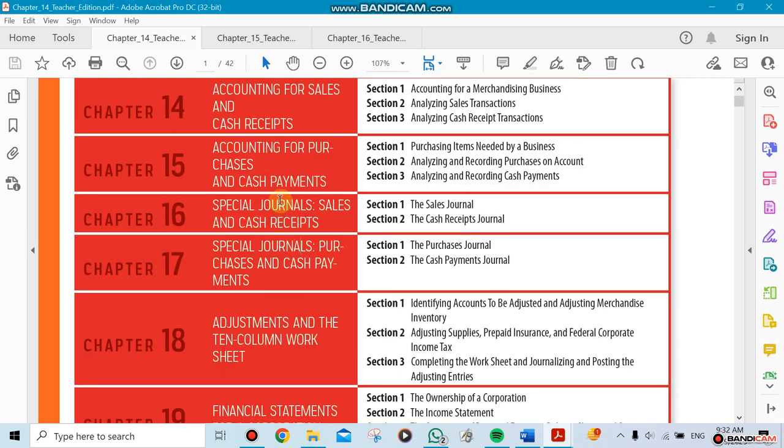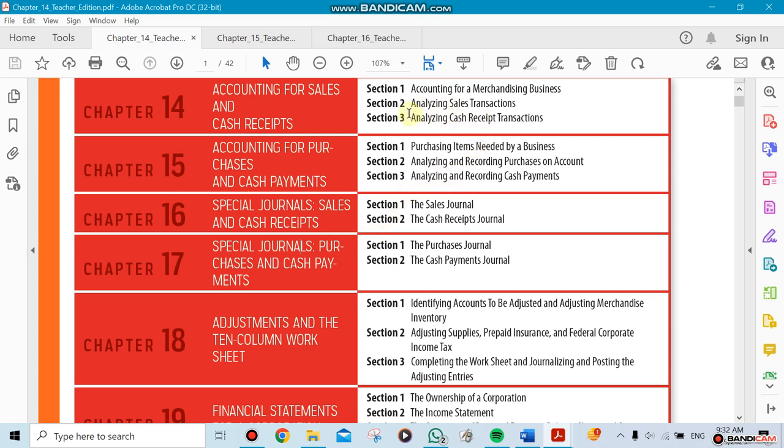We're going to start with the accounting for sales and cash receipts. Anytime you have a business, you have sales, and you have payments. So you're a company that sells, and you're a company that buys. When you want to sell items, you need to buy. Chapter 15 is the buying, and chapter 14 is the selling. Sometimes I do switch between them. I start with 15, then I go to 14. But this year, I'm going to go along with the book, 14 first and 15 next.